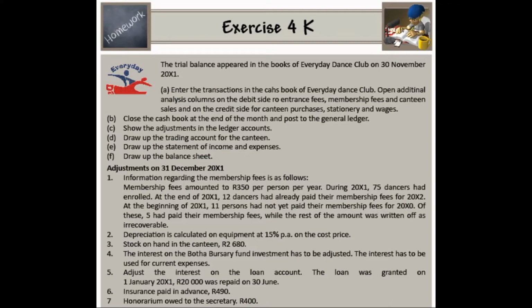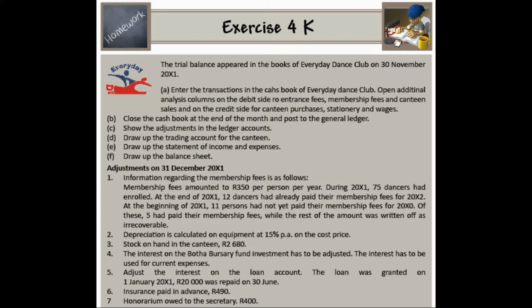Okay, and then we get to number 5, adjust the interest on the loan account. The loan was granted on the 1st of January, but 20,000 was repaid on the 30th of June. Okay, let's see what that loan is at the moment. Let me get to that loan account. Loan shows bank 10,000. So it was 10,000 from the beginning of July. For the last 6 months of the year, it was 10,000. But before that, it was 30,000 for 6 months, because you only paid it back then.